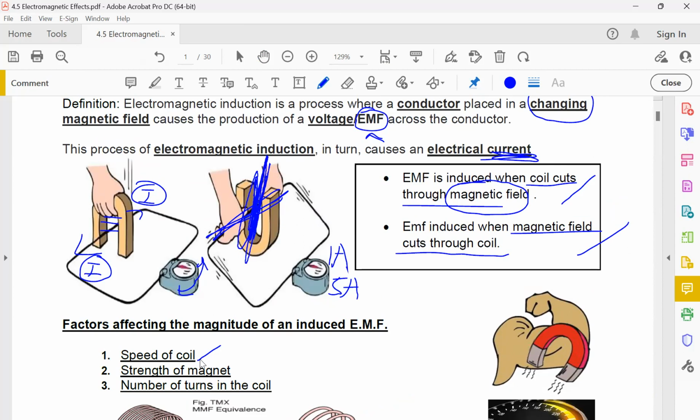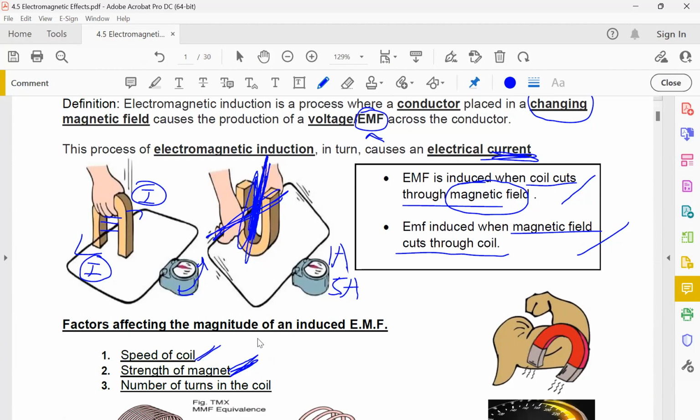This is very important. It always comes out in the exam. As long as you cut through the coil faster, I'm basically cutting through more magnetic field lines per second, and thus generates more current. The strength of the magnet is also a key factor that could generate more current. Why? If I have a stronger magnet, what does that mean?